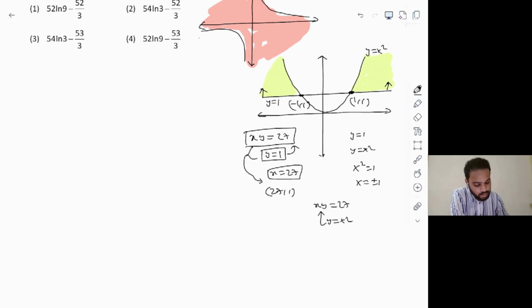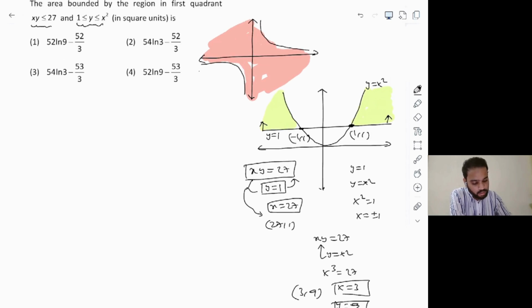So let's put that here: y is equal to x square, which gives you x cube is equal to 27, which gives you x is equal to 3. So if x is equal to 3, y will be equal to 9. Which means the point of intersection is (3, 9). Now you have all the points of intersection here.